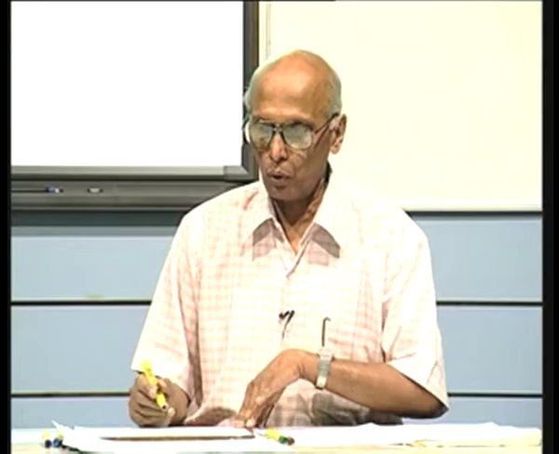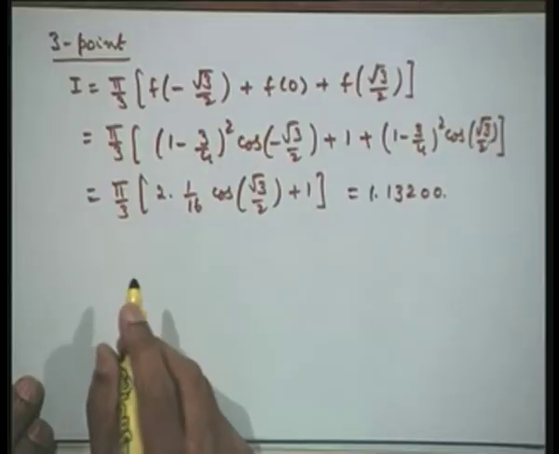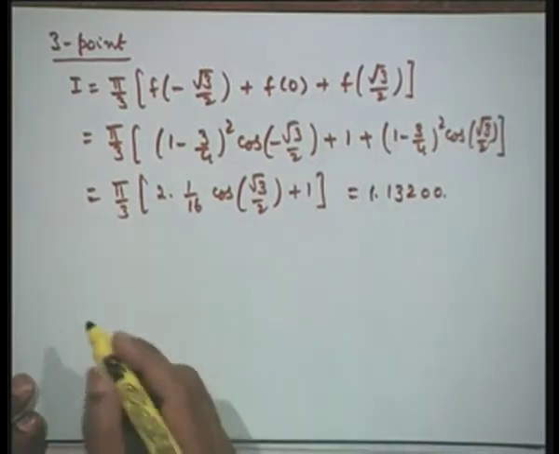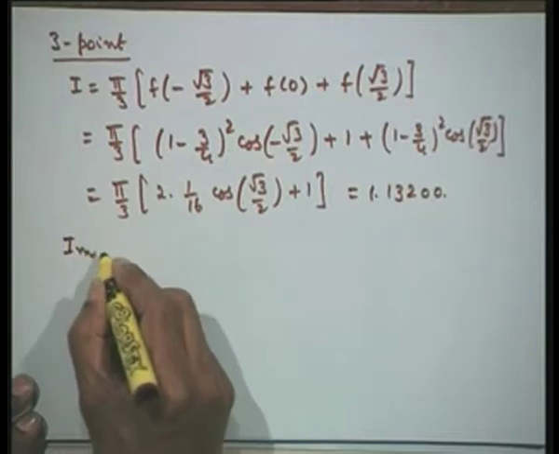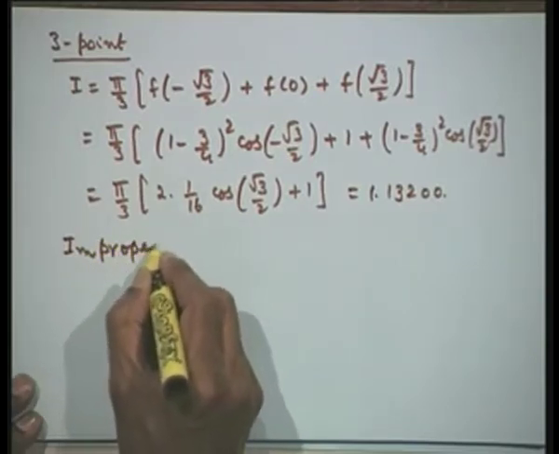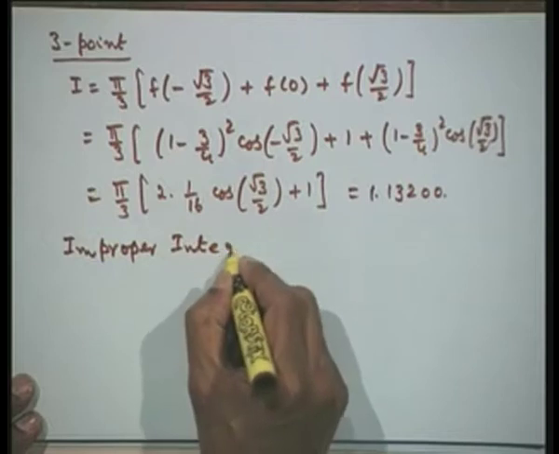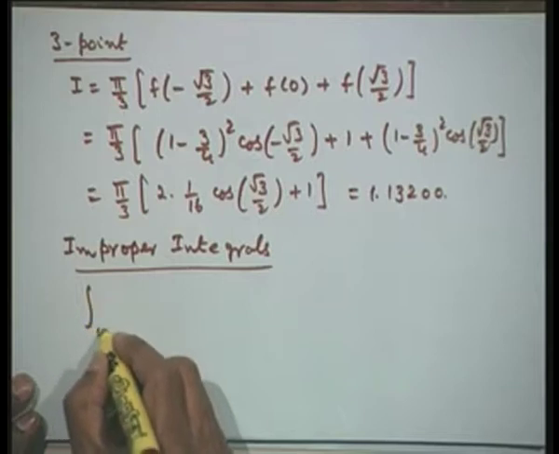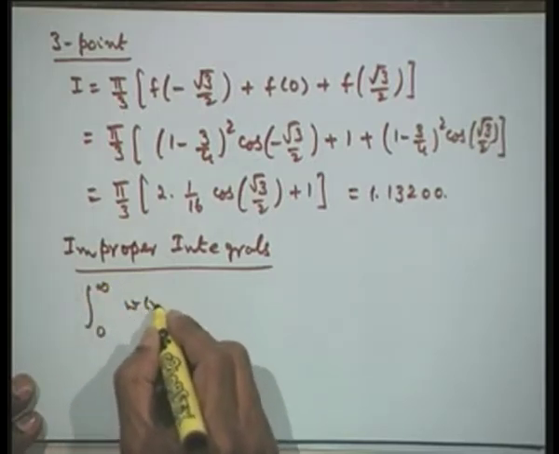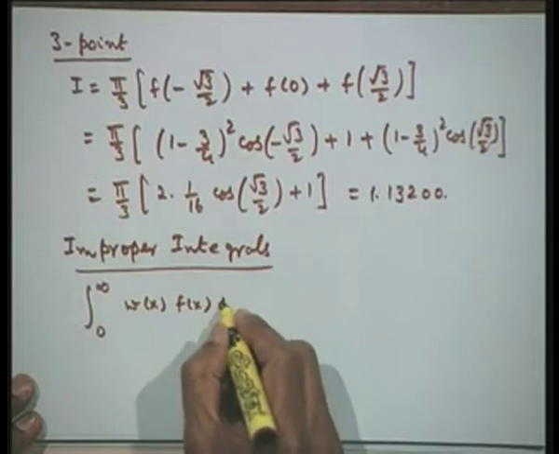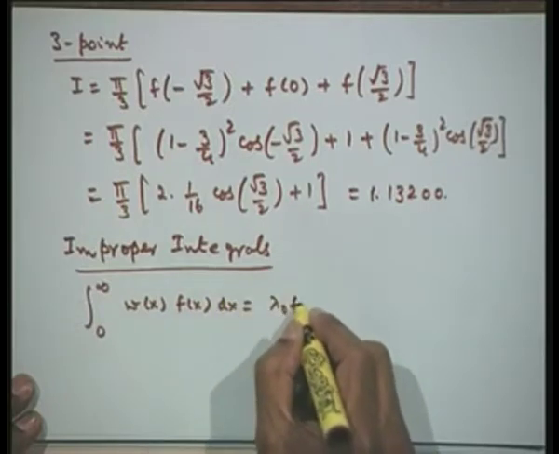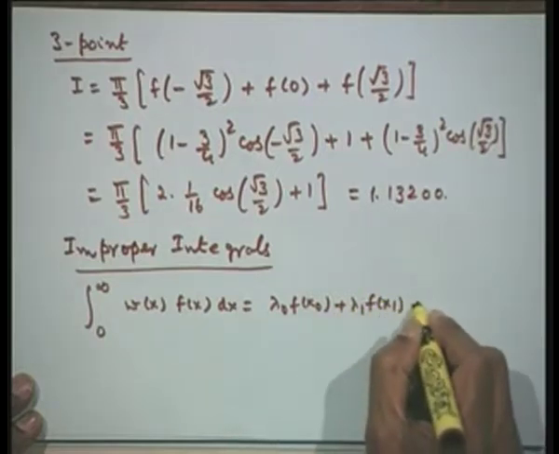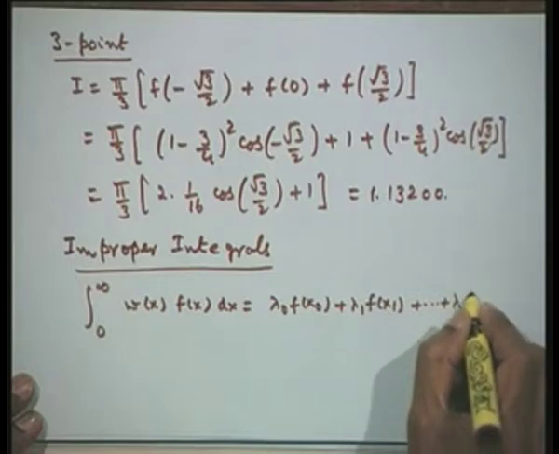Now, let us go to the other type of formula, which is our improper integrals, which are also very important, and that is your 0 to infinity, minus infinity to infinity problems. So, let us look into those problems. We shall first consider the formula of the type integral 0 to infinity w(x) f(x) dx is lambda 0 f(x0), lambda 1 f(x1), up to lambda n f(xn).